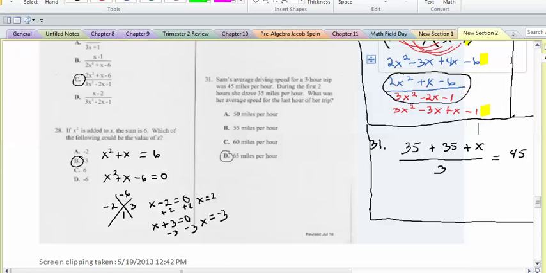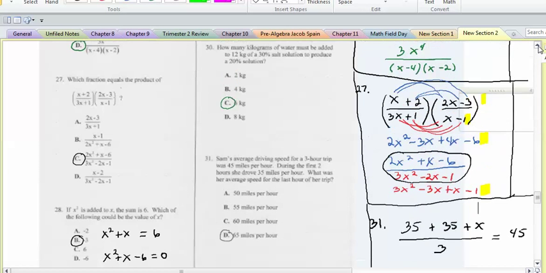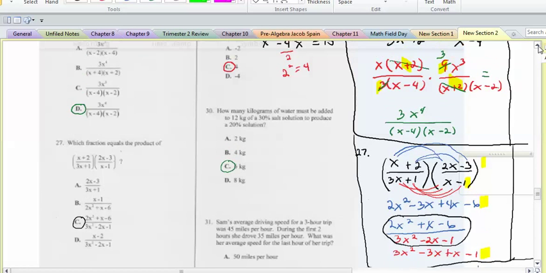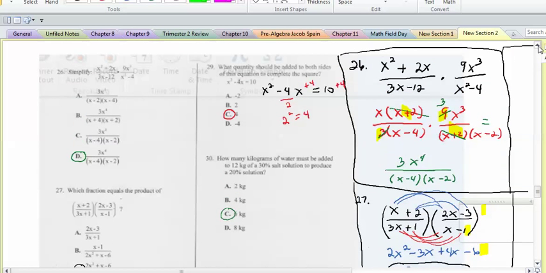Number 29. Okay, 29 is a difference of squares. So when you do a difference of squares, you take the middle term and you divide it by 2. So 2 will go into 4 how many times? It's 2 times. What you do with that answer is you square it. 2 times 2 is 4. That's what you need to add to both sides when you're completing the square.